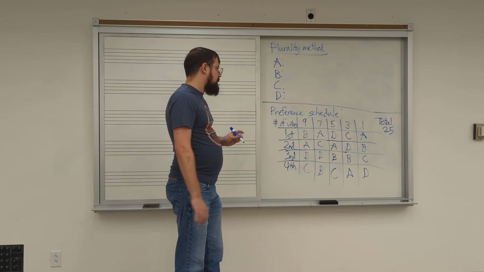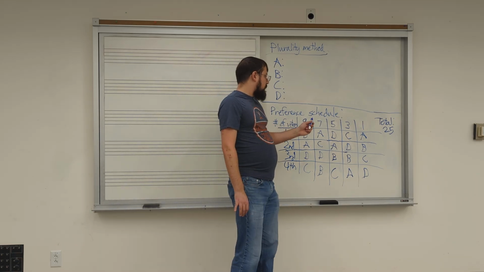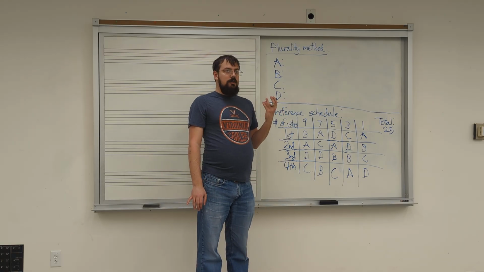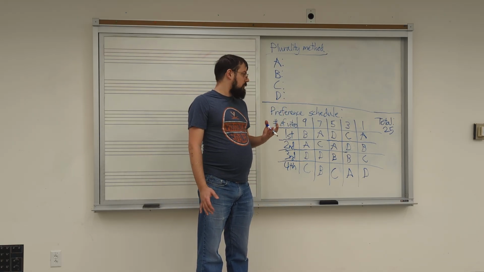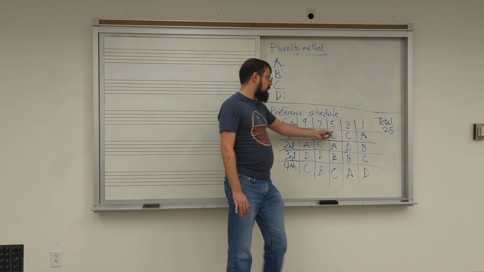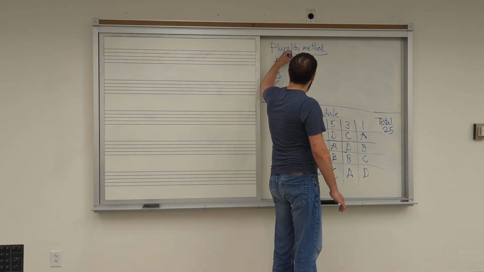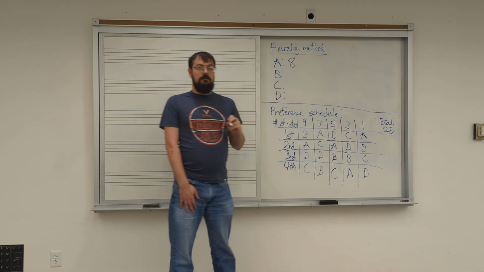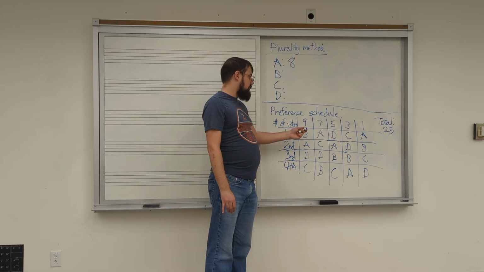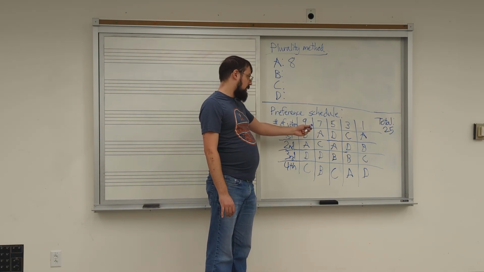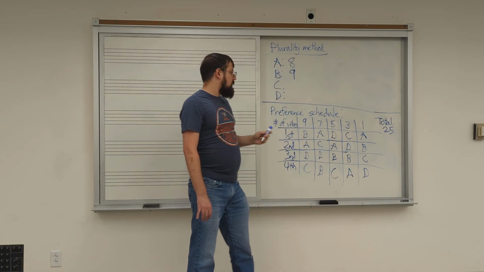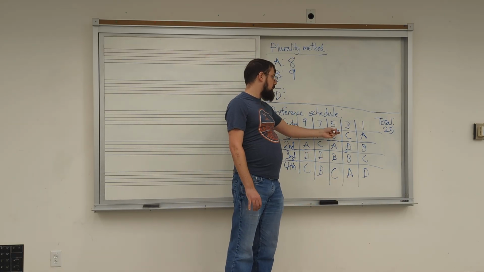So let's start with A. You'll notice if we look at our preference schedule, there are 2 columns where A is the voter's first choice. So we're going to add up the number of votes that go with each of these. We have 7 for this column and 1 for this column. So that gives us 8 total first place votes for A. Next, we're going to do the same thing for candidate B. B is only at the top of 1 column, and in this case, it's 9 votes. So B has 9 first place votes. Same thing, C has 3, and D has 5.